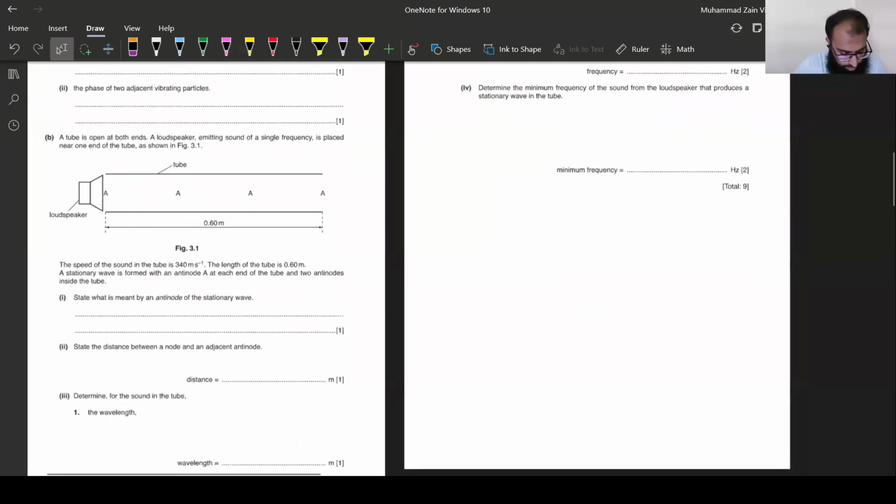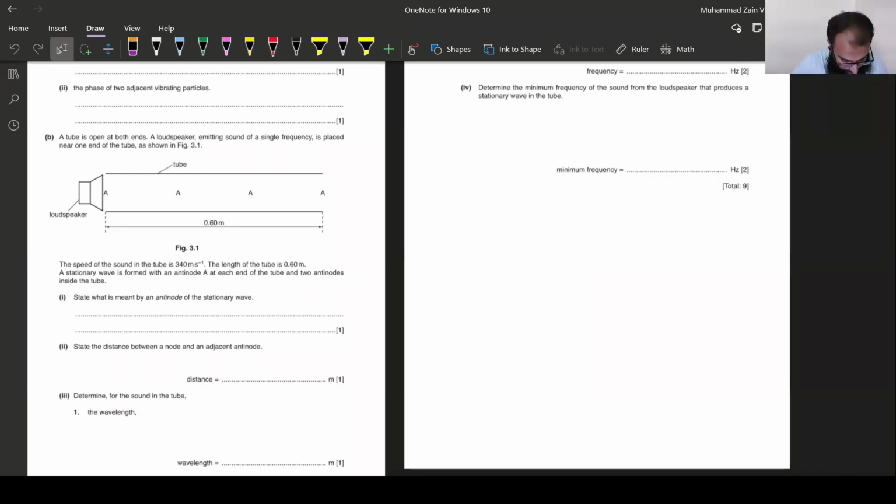Okay, and the next part: a tube is open at both ends. A loudspeaker emitting sound at a single frequency is placed near one end of the tube as shown in figure 3.1. State what is meant by an antinode of the stationary wave. So obviously I just told you guys, the point where the particle experiences the maximum vibration, that's an antinode on the wave.